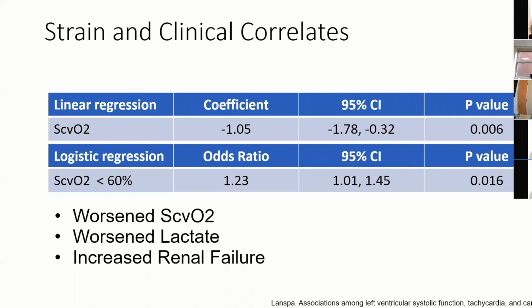And we found that strain seems to correlate with SCVO2. It seems to correlate with lactate and worsened renal failure in septic patients. But the reason we looked at this was because in cardiac patients, strain appeared to be the more subtle marker for myocardial dysfunction that was missed on traditional echo. And so now if you are looking for someone who's got ischemic heart disease, strain is really the more subtle or sensitive marker. And we thought, well, let's try looking at this in septic patients.